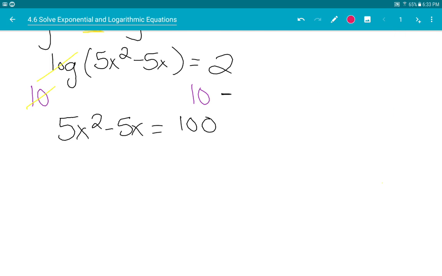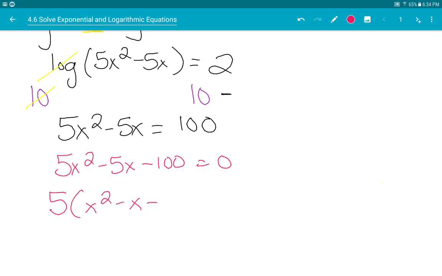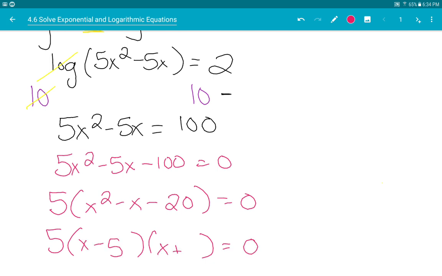Now it's just a matter of solving this quadratic. So 5x squared minus 5x minus 100 equals 0. We move the 100 over. Now this has a GCF of 5, so I'm going to factor out that 5. And then we need to factor this quadratic. Another simple case. So let's see what we get. We're going to get x minus 5, x plus 4. So x equals 5 and x equals negative 4 are the solutions that we got for our problem.